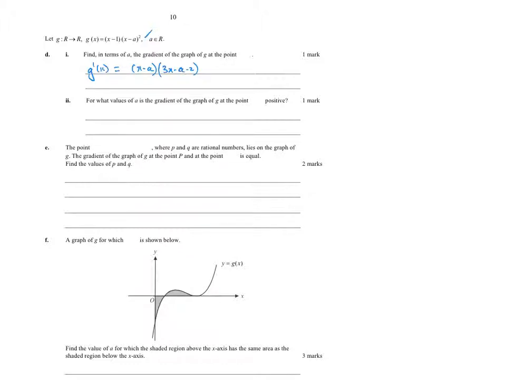Okay. For what values of a is the gradient of the graph of g at the point 1, 0 positive? You have to excuse my printout. I've got all the pieces in it, so I'm going to work with yours as well. So in other words, if I put x equal to 1, g dash of 1 is equal to 1 minus a times 3 minus a minus 2, which is 1 minus a times 1 minus a, 1 minus a squared. So it's greater than 0 if a does not equal 1.